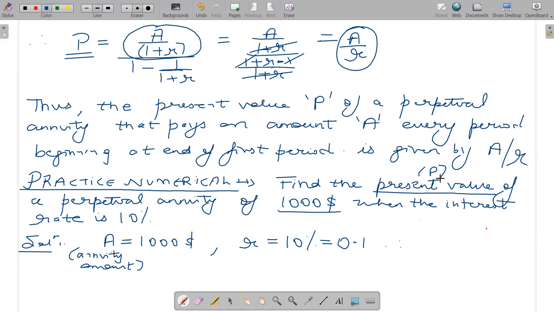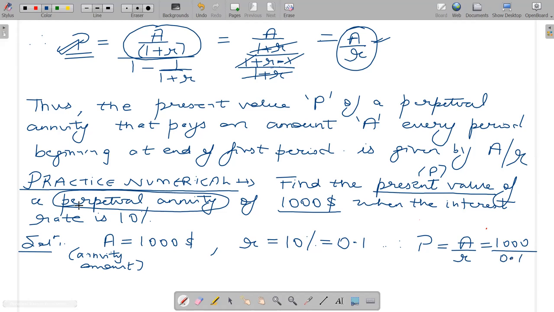We need to calculate the present value, which is P. So directly using the formula, it's a perpetual annuity, so my P is equal to A by R. A is 1000, R is 0.1. 1000 divided by 0.1 is how much? So my P is equal to 10,000.